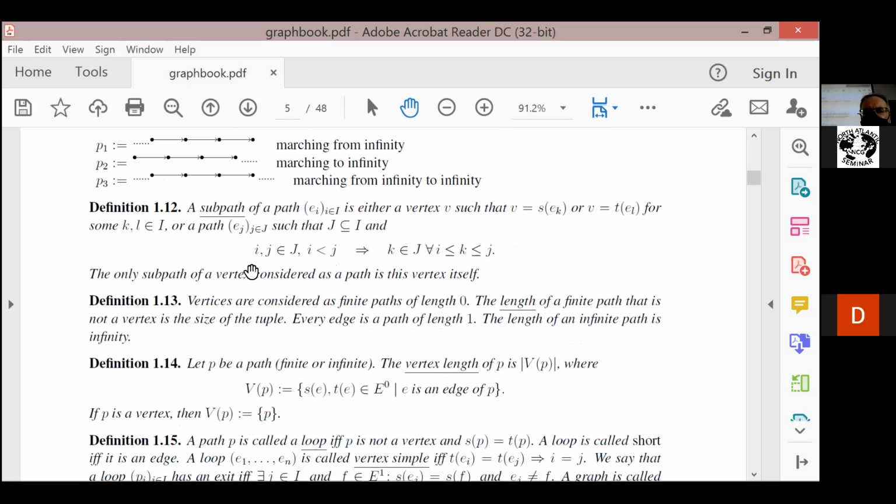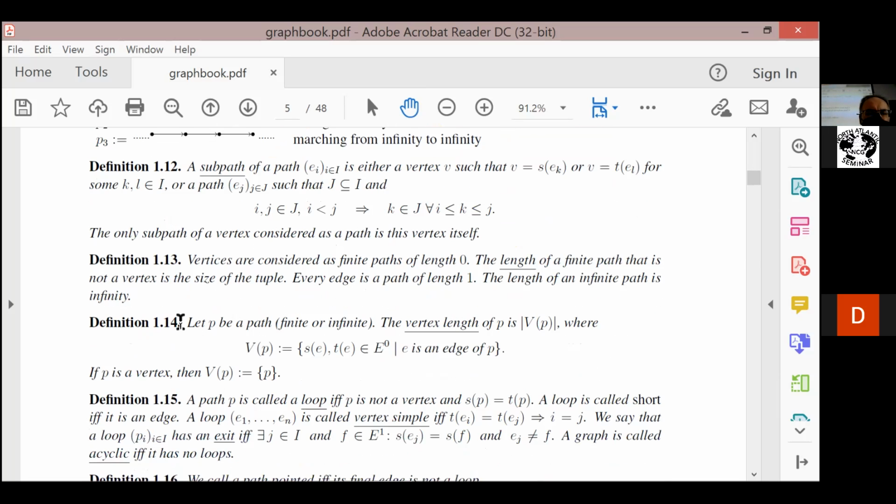And here is the missing definition of a vertex length. It is precisely what you expect it to be. So if my path is a vertex, then I say that this vertex set V(P) is just a one-element set consisting of this vertex P. And then the vertex length is 1, because I define the vertex length of a path as the number of elements in the set V(P).